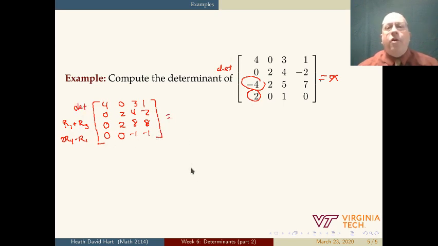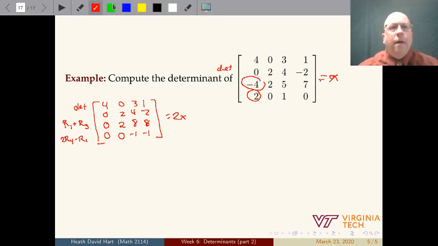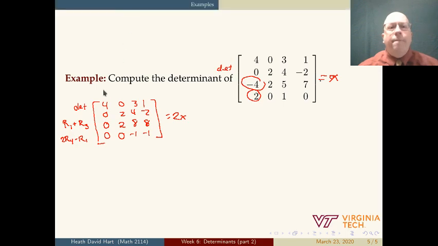What happened to the determinant when we did this? This step does not change the determinant, but this step causes the determinant to go up by a factor of 2. And so we have this matrix and its determinant is equal to 2x. This matrix is now in echelon form. Well, not the whole matrix, just the first column, sorry.